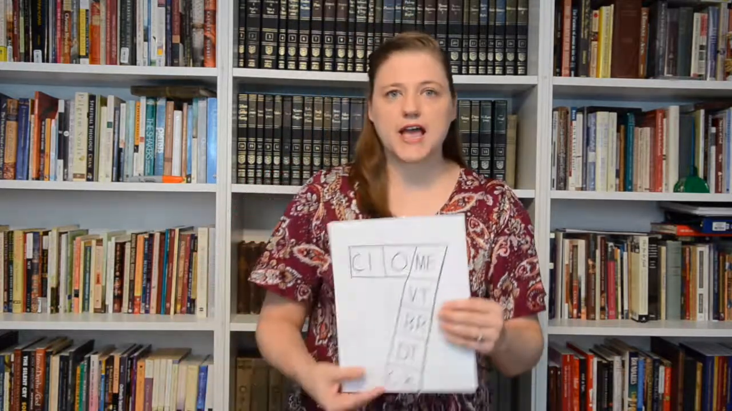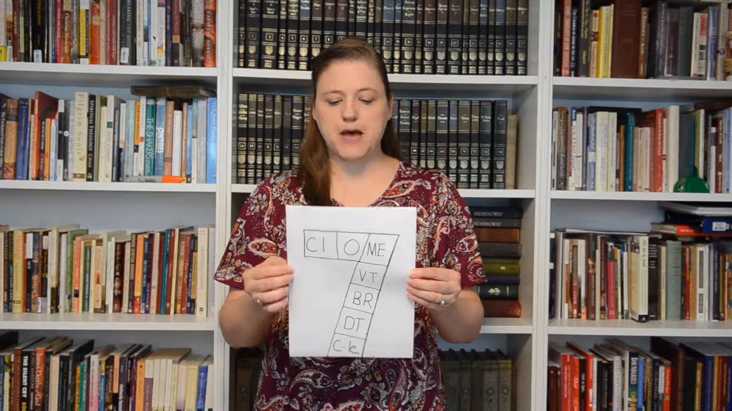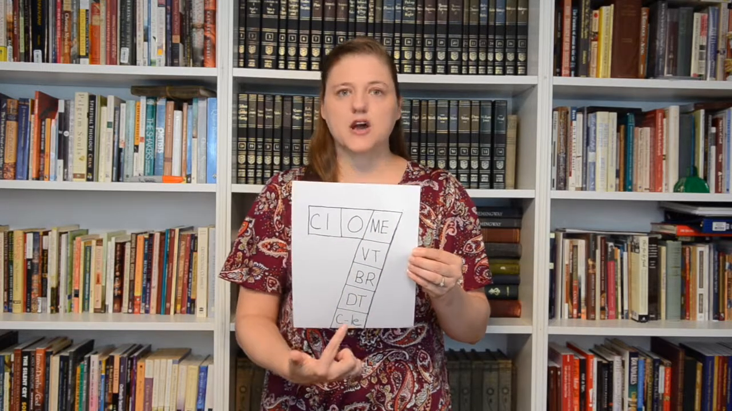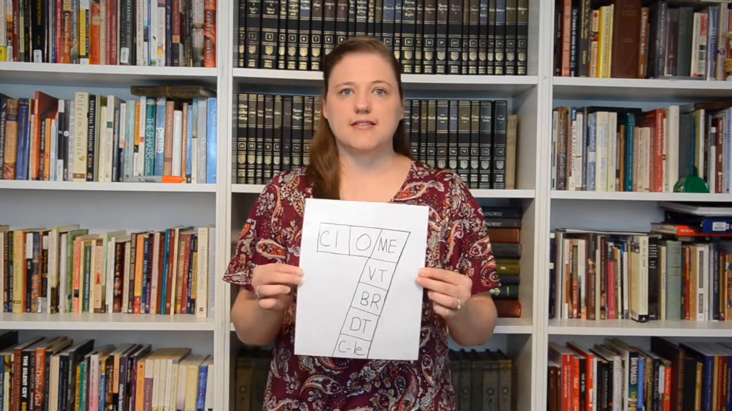So again, the 7 syllable types that you'll talk with your students about are closed, open, magic E, vowel team, bossy R, diphthong, and consonant LE.